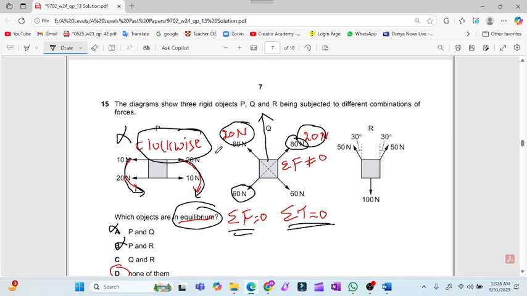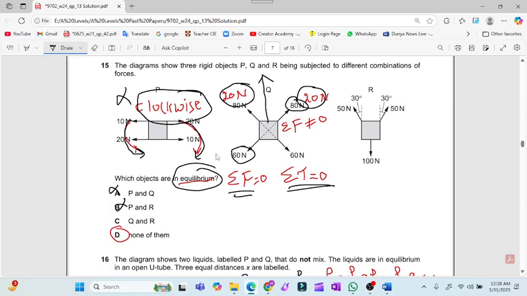Then after that, question 15. He is saying which objects are in equilibrium. In diagram 1, the 20 Newton force will rotate this in a clockwise direction and the 10 Newton force will rotate this in an anti-clockwise direction. Because 20 Newton is greater and 10 Newton is smaller, it will give a rotational effect, so it will move in a clockwise direction. So this is not in equilibrium. Similarly for diagram number 2, this option is invalid because it contains P. For this, the resultant force is 20 because 80 is acting in the upward direction and 60 is acting in the downward direction. So the resultant force will be 20.